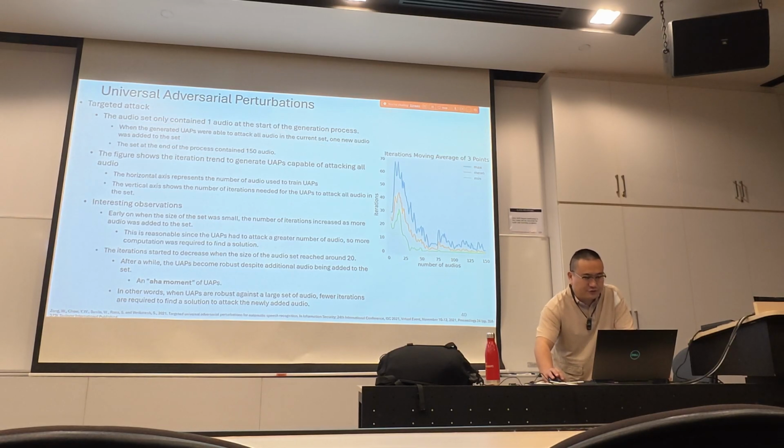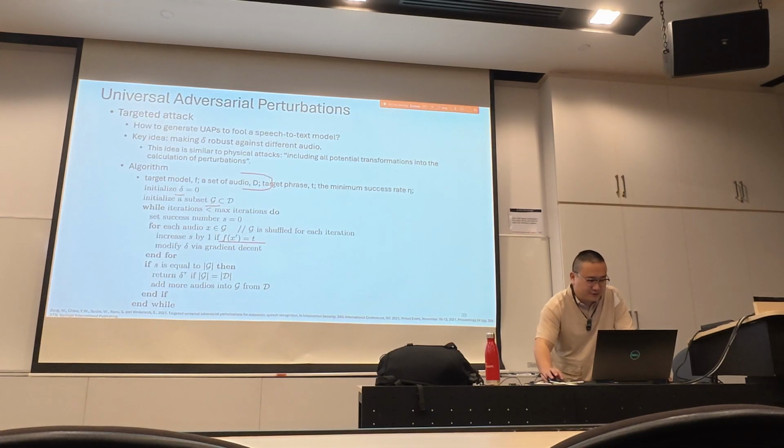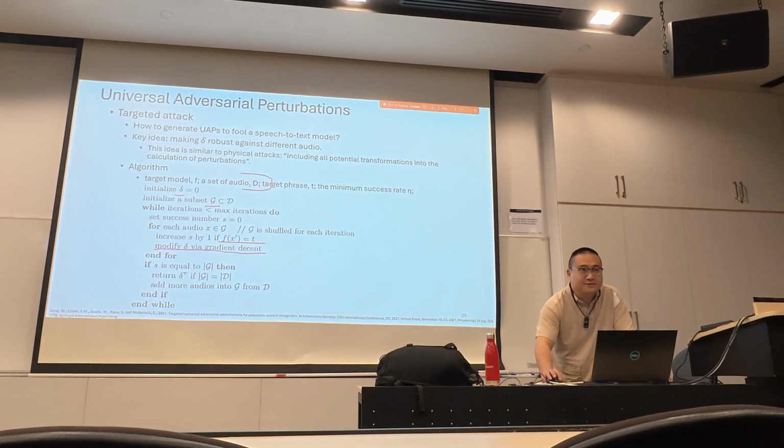And the figure here actually shows the iteration trend to generate UAPs that are capable of attacking all the audio in the subset. So here, the y-axis represents the number of iterations that we update the UAPs. And the horizontal axis represents the number of audios used to train the UAPs. The vertical axis shows the number of iterations for the UAP to attack all the audio in the set. So previously, you can see that in each iteration, we still update the UAPs.